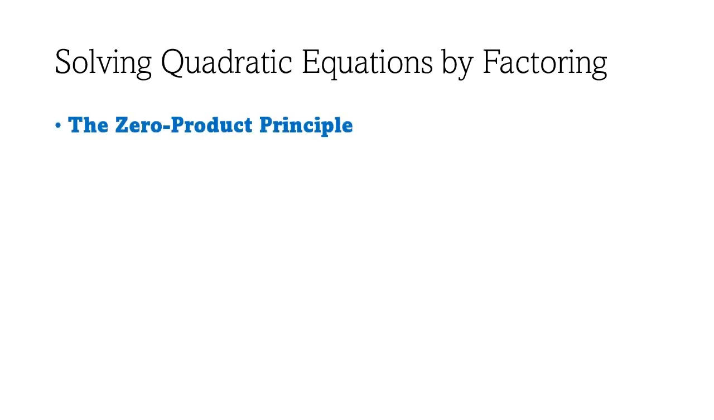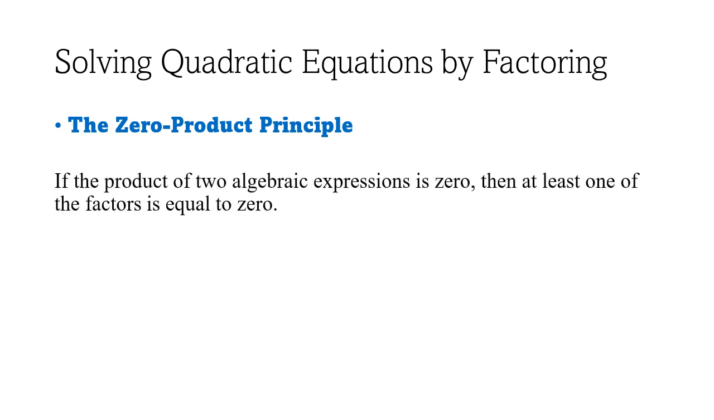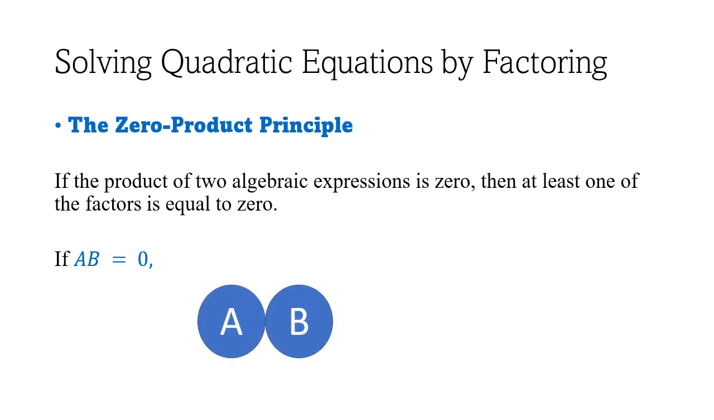Now we can solve a quadratic equation by factoring, and when we do that, we're going to use the zero product principle. And what does this principle say? If the product of a and b is 0, one of them has to be 0. So the product of a and b is 0, a could be 0, or b could be 0.